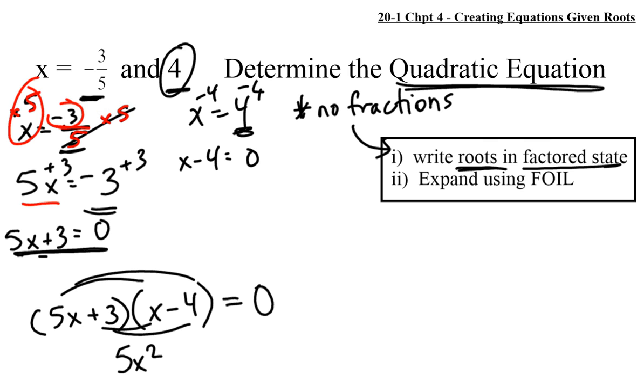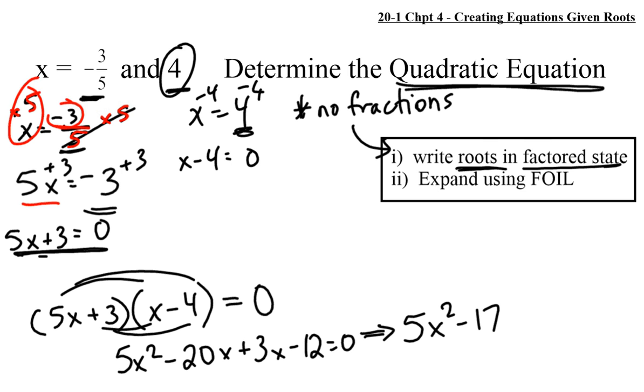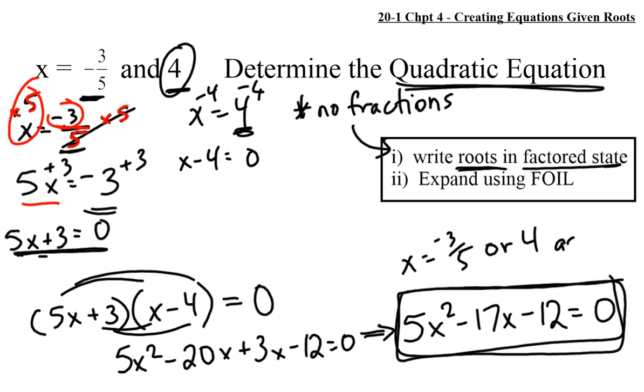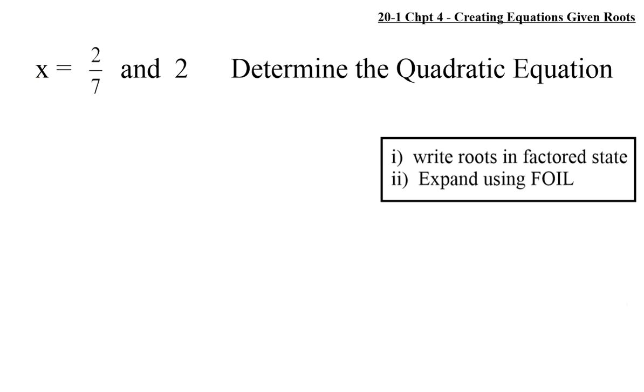5x squared minus 20x plus 3x minus 12 equals 0. So our quadratic equation, 5x squared minus 17x minus 12 equals 0. There's the quadratic equation that has x as equal to -3/5 or 4 as roots. So there's what we're looking at.